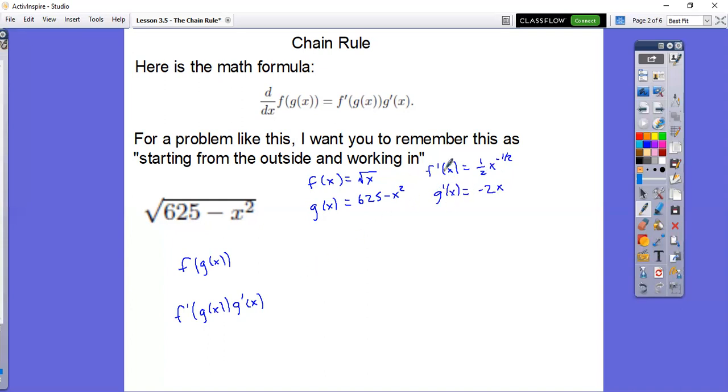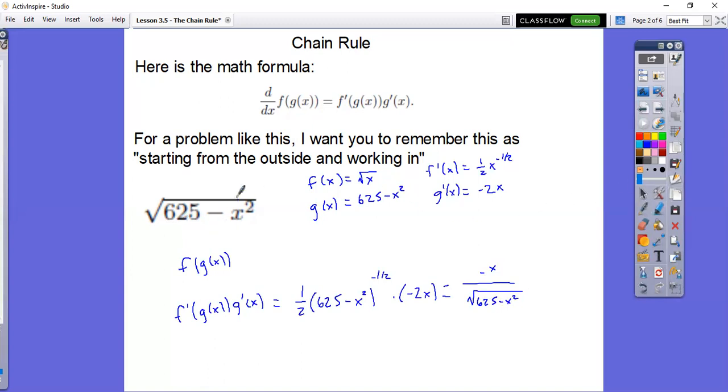So I have f prime of g of x. This is 1/2, and then g of x I'm going to plug in for x. This is 625 minus x squared to the negative 1/2. And then multiply this by g prime of x, which is negative 2x. So I could simplify this. Negative 2 times 1/2 is negative 1. So I can simplify this as negative x over the square root of 625 minus x squared.